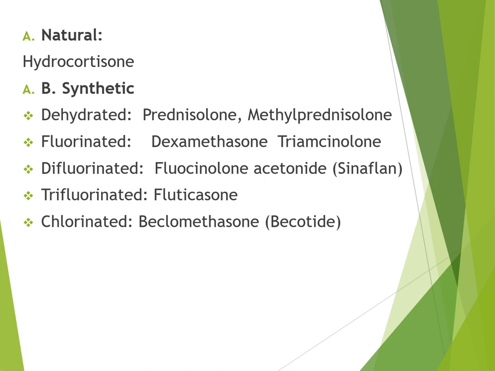So, and also there is a classification due to the chemical peculiarities of glucocorticoids. Natural, I told you about these several minutes ago, it is hydrocortisone. Synthetic drugs: prednisolone, methylprednisolone, which belong to synthetic agents; fluorinated dexamethasone, triamcinolone; difluorinated fluocinolone acetonide, the name of the drug is Sinaflan; trifluorinated fluticasone; and fluorinated agents, beclomethasone, which is a famous drug, Becotide.